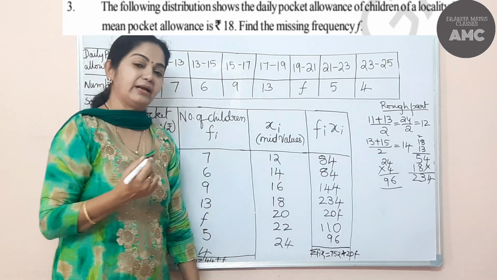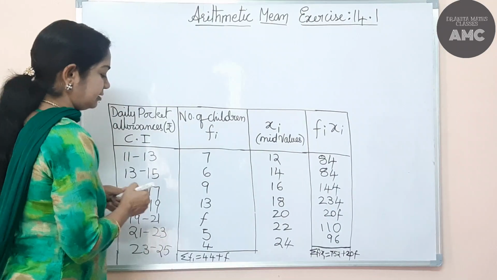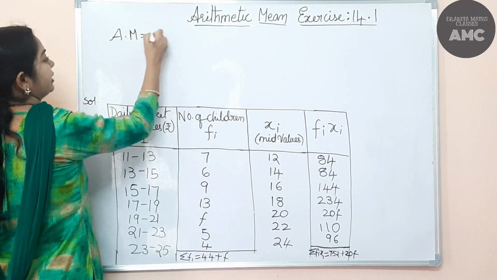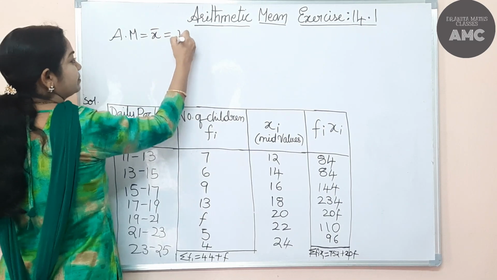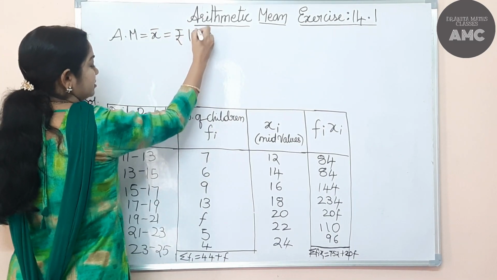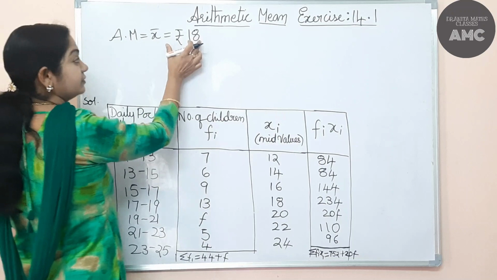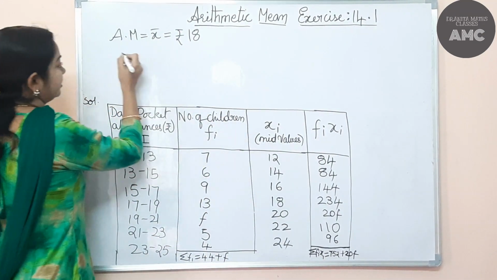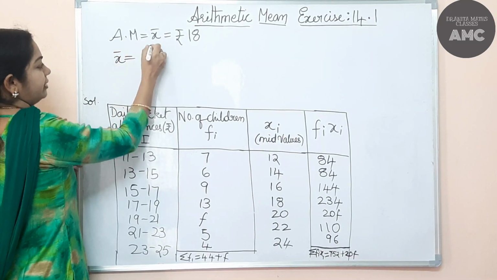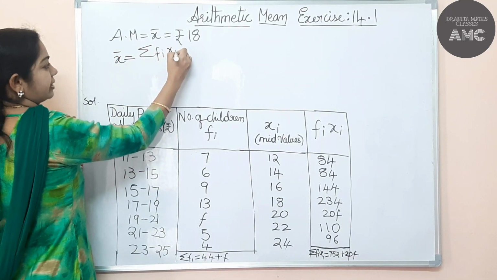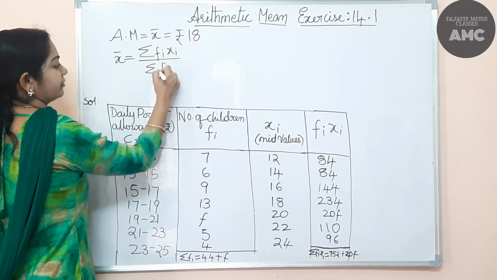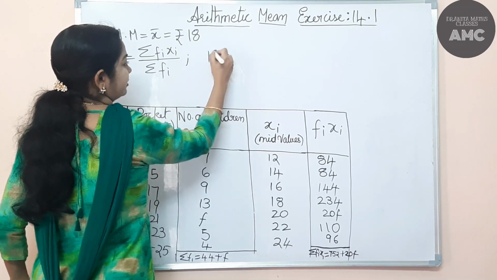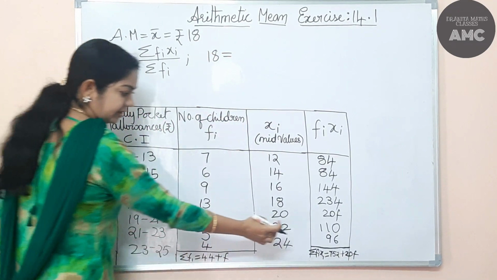Now, we know the given arithmetic mean is 18. Right? Here, already the arithmetic mean is given as rupees 18. X bar is given as rupees 18. The daily pocket allowance is on an average 18 rupees. So, here we will find out by the direct method. What is the arithmetic mean in the direct method? Sigma fi xi by sigma of fi. Right. We know now 18 is equal to sigma fi xi by sigma fi. How much did we get?